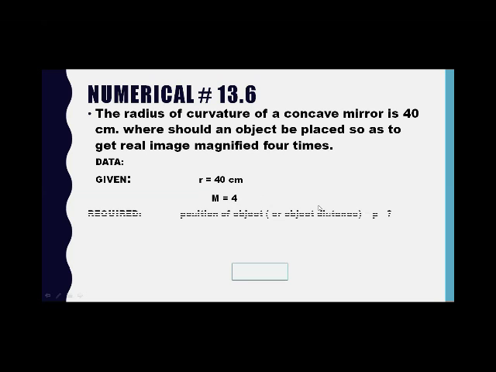Now here, what is required is the position of object. Position of object means we have to determine the object distance, which means we will find p. So first of all, we are going to determine two things. The first one is the focal length, and the second one is the image distance.